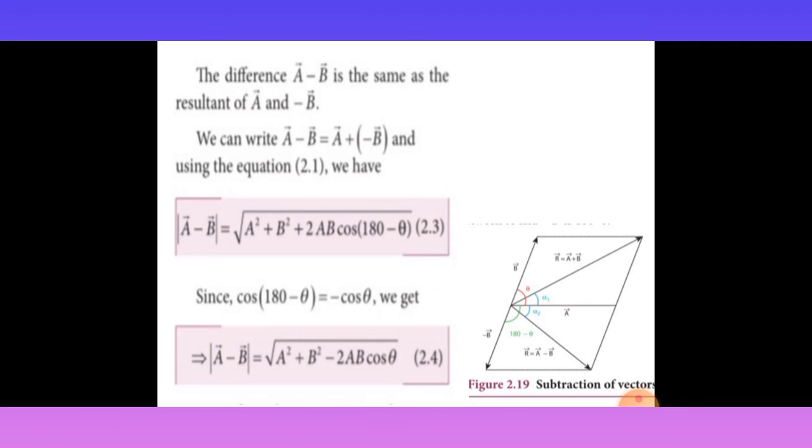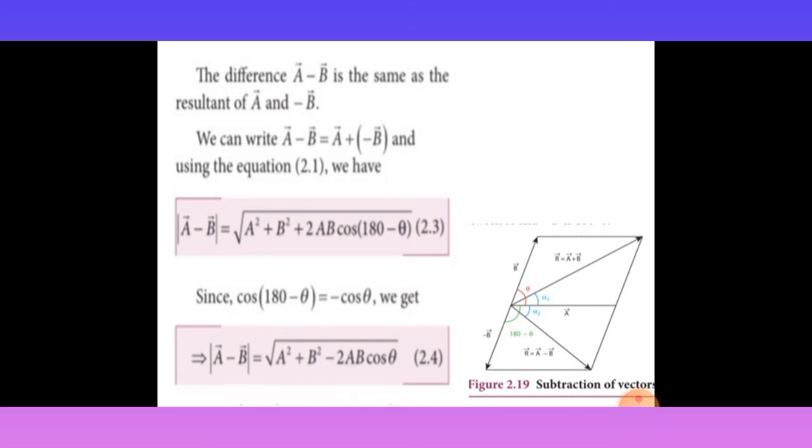So using this equation, we can write modulus of a vector minus b vector is equal to square root of a square plus b square plus 2ab cos 180 degree minus theta. Students, already we know that modulus of a vector plus b vector is equal to square root of a square plus b square plus 2ab cos theta.